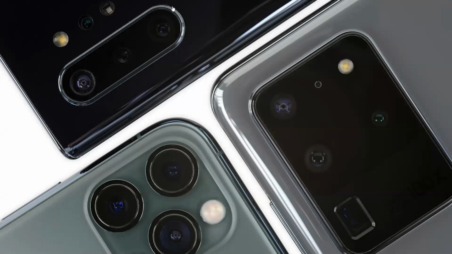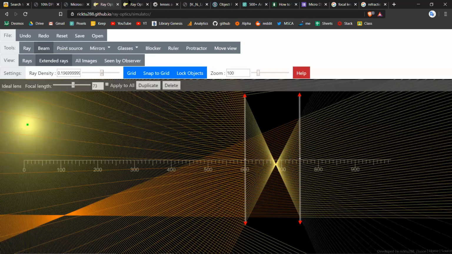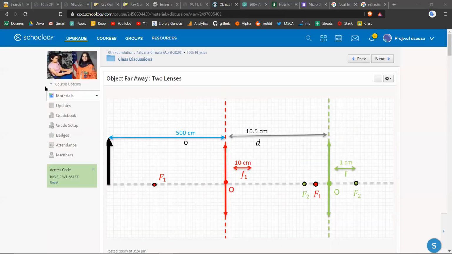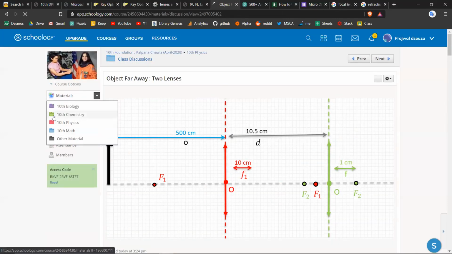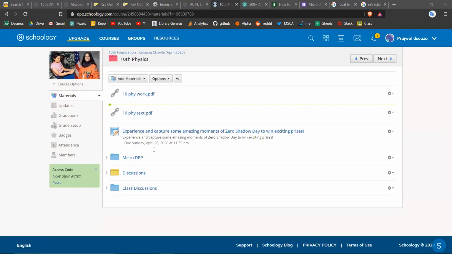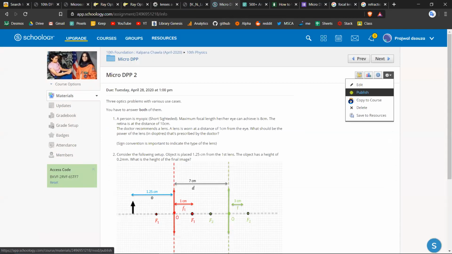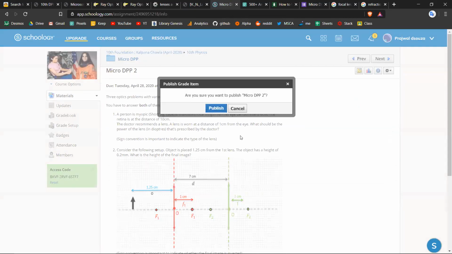One more thing, I forgot. There's an assignment, the second micro DPP. The first one will be corrected; most of you have submitted. A new one will be going live today. It's ready to go live; I've just not posted it, which means it will be published. That's what I meant when I said going live. I'm going to do it right now. One second. It's here, the second micro DPP. This is the thing that you have to submit. Your deadline is tomorrow afternoon.